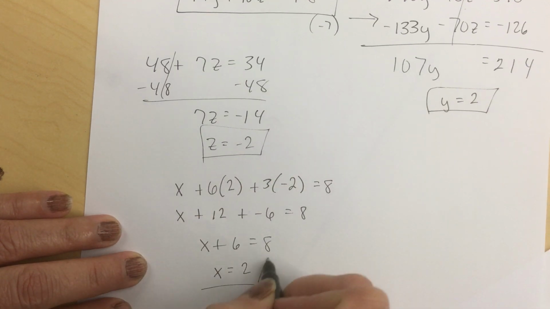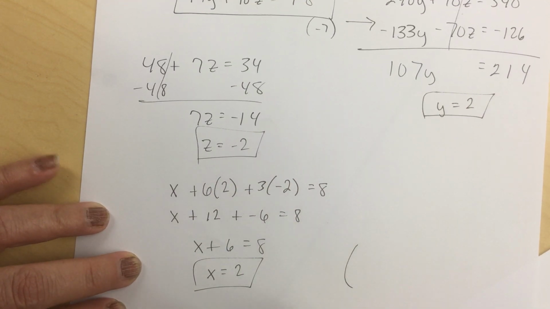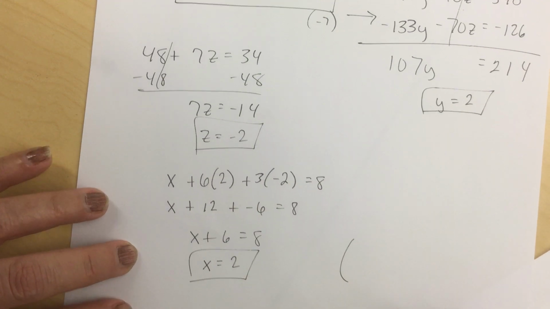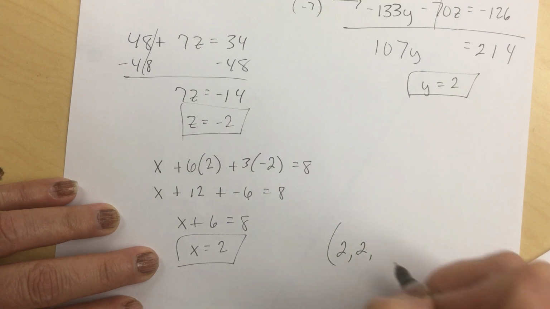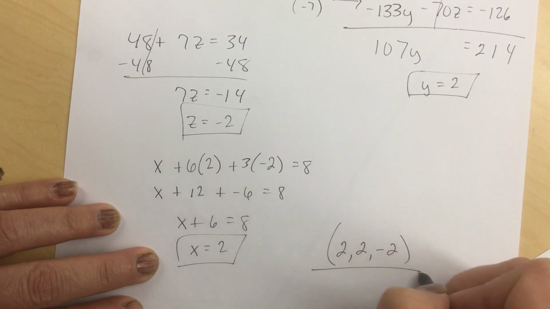So we have lots of 2's in this one. So the ordered triple is going to go x, y, z. It's always going to go in alphabetical order. So x is 2, y is also 2, and z is negative 2.